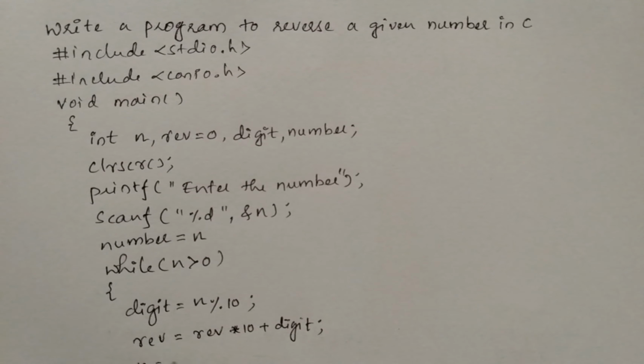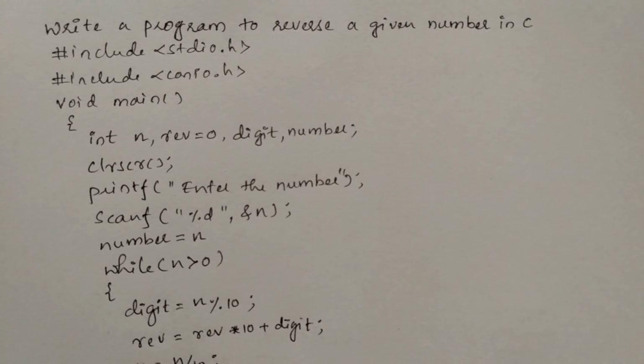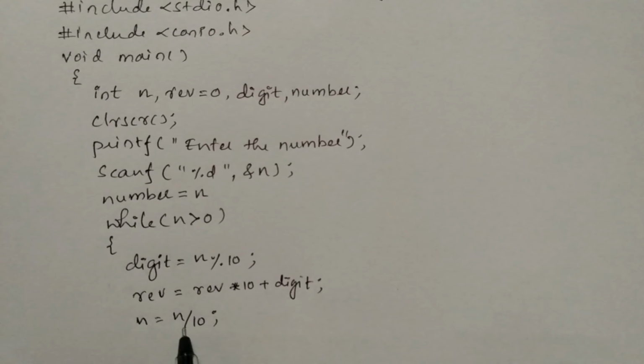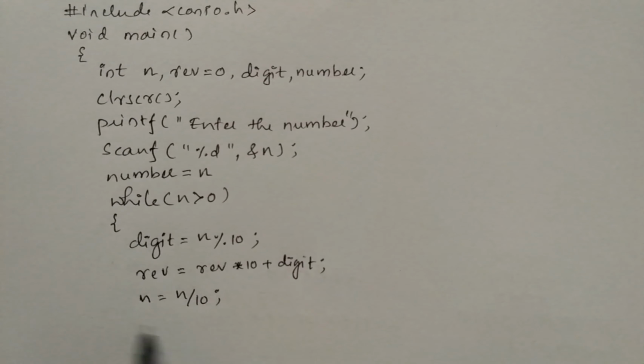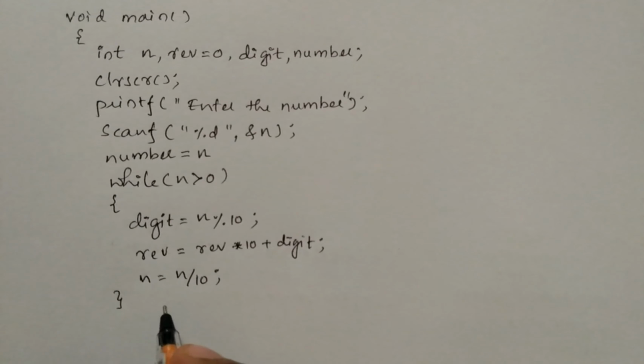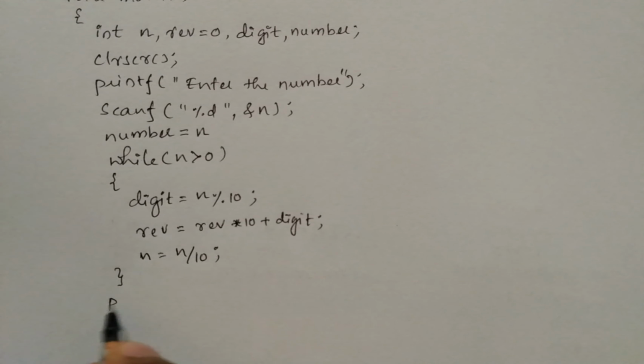Next statement is n is equal to n integer division by 10. So this particular division always returns us the quotient, curly closing brace, and now we are going to write printf in double quotation marks.